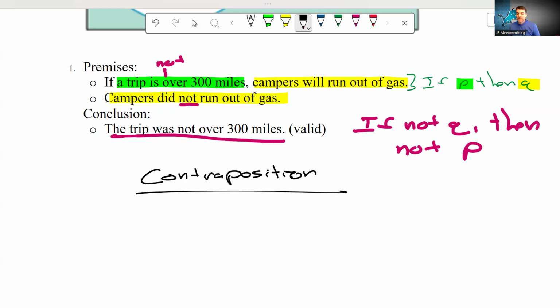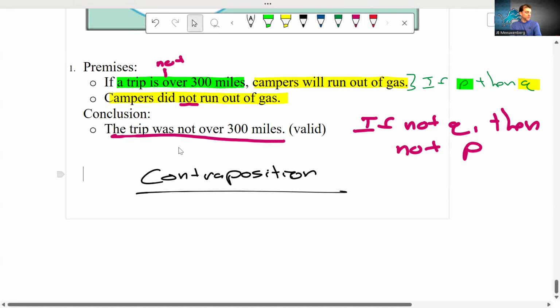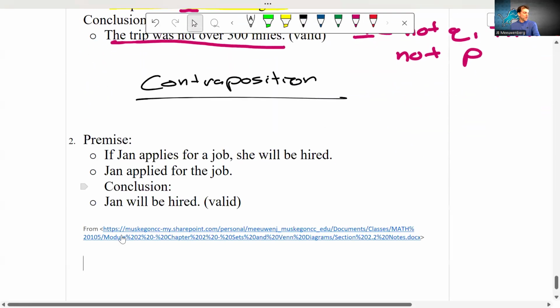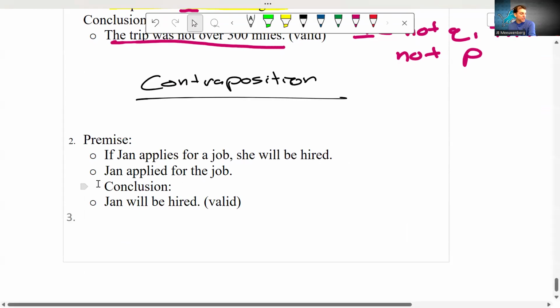So here's the second example that I'd like you to take a look at. If Jan applies for a job, she will be hired. Jan applied for the job. Jan will be hired. It's a valid conclusion. Go ahead and pause. Think about this.